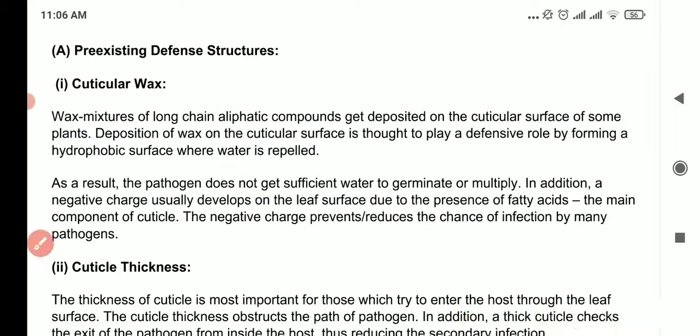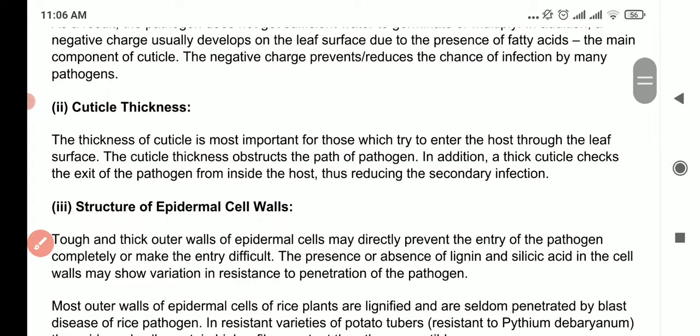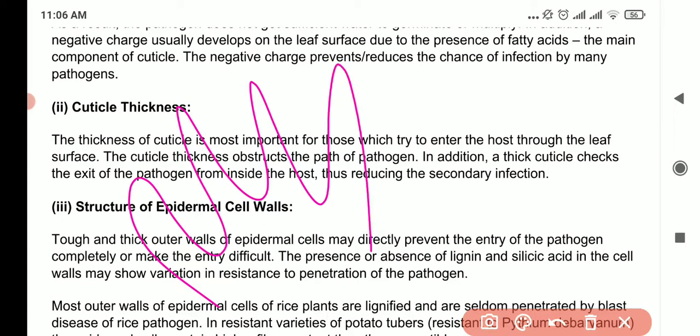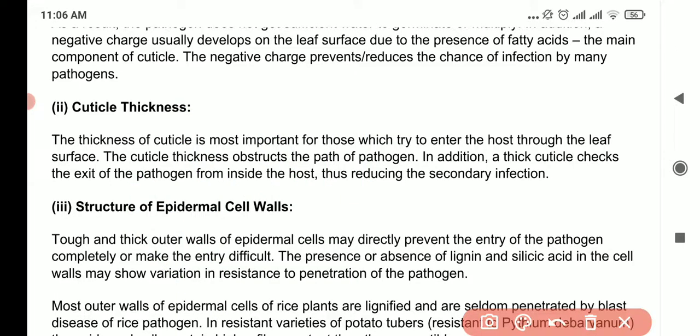So let's move on to the next. If you have a thick cuticle, like the nail of your finger, this is a cuticle which protects your nails from damage, because we use our hands every day. Then a thick cuticle means it will be protected, and the pathogen will not be able to enter the host.